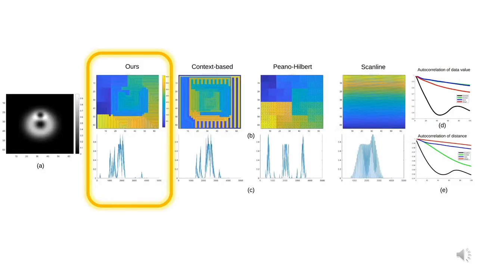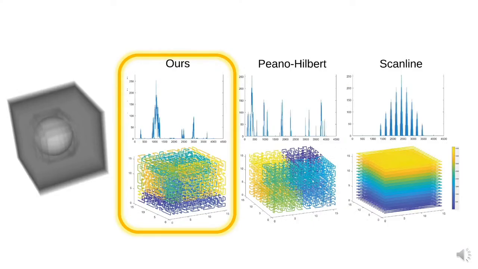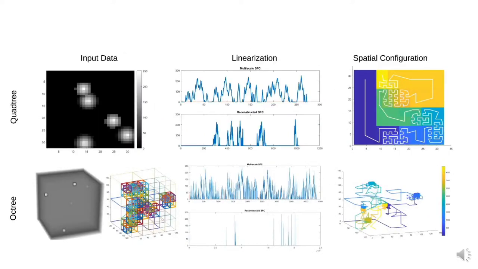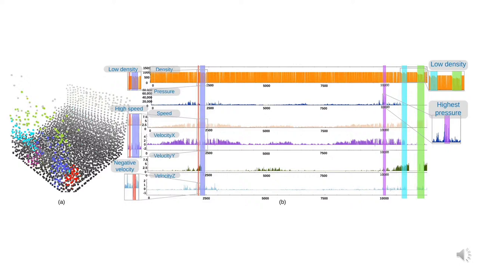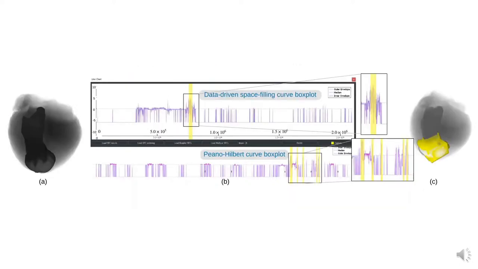We propose data-driven space filling curves. Our new method generates linearizations that better preserve coherency than existing techniques. Our method supports 3D datasets, and even multi-scale data on a quadtree or an octree. Many visualizations benefit from our method, for example, visualization of multivariate particles and volumes.